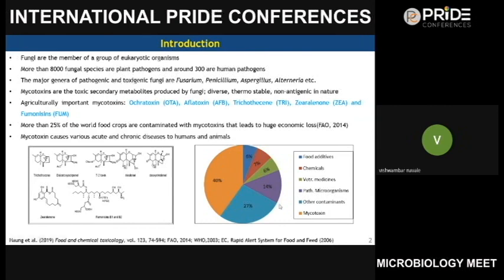These are the diverse structures you can see here. These are the diverse structures of these mycotoxins and their particular backbone, like in the case of zearalenone. This backbone is responsible for their toxic effects on humans and animals. Here, if you see the overall contamination, there are food additives, different chemicals, veterinary medicines, pathogenic microorganisms, and mycotoxins. Overall, more than 40% of contaminants found in the food and feed system are mycotoxins.